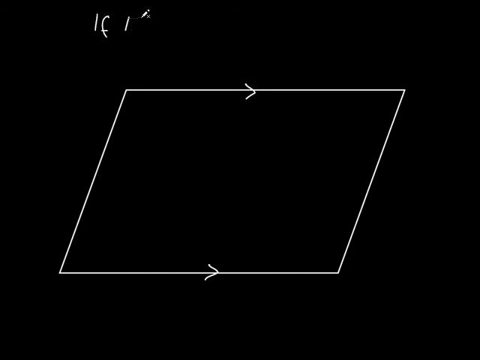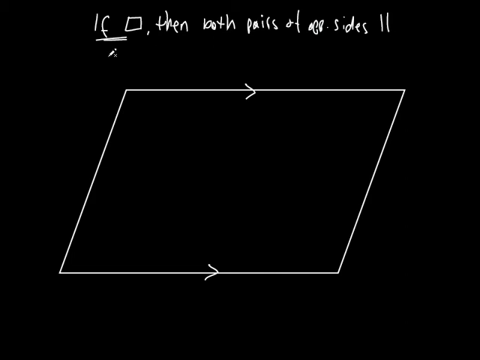If it was a parallelogram, then both pairs... You don't even have to write this part down because that's old. If it's a parallelogram, that's the key. If it's a parallelogram, then both pairs of opposite sides are what? Are parallel, right? That's the first thing that we learned.